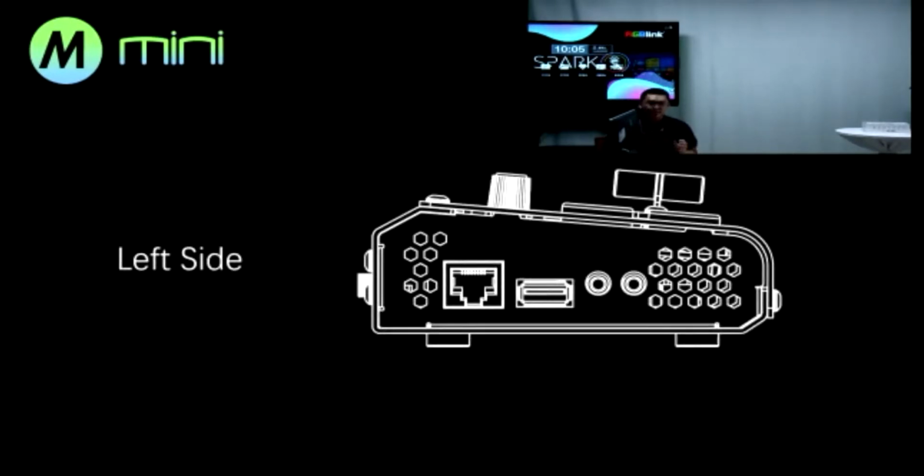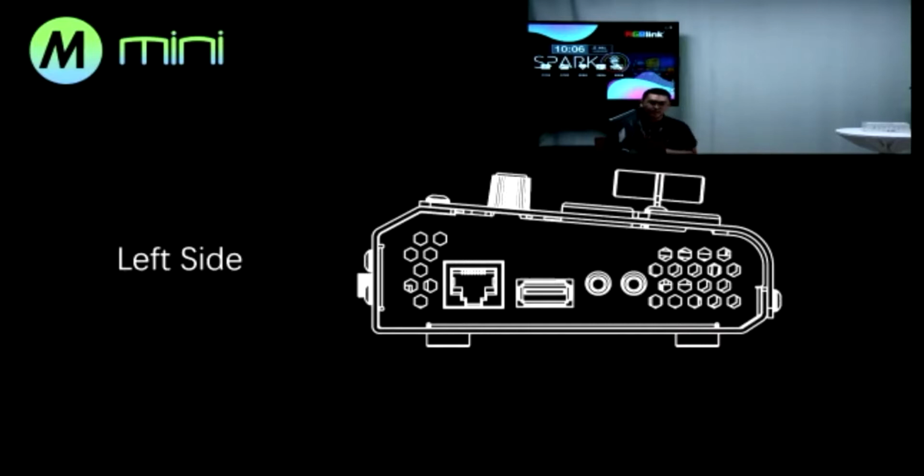And then there is the left side of Mini, and you can see there are 3 ports. Actually, it's 4 ports. The first port is the LAN port, and we can use it to connect your computer or a network device to control Mini. I will show these features later, so please pay attention to how we operate it. And the next port is the USB 3.0 in the middle.